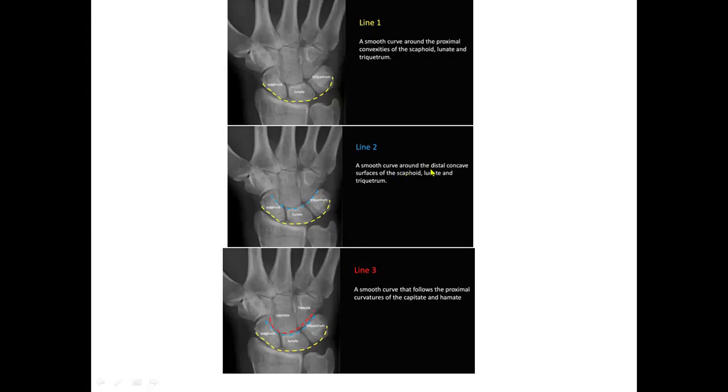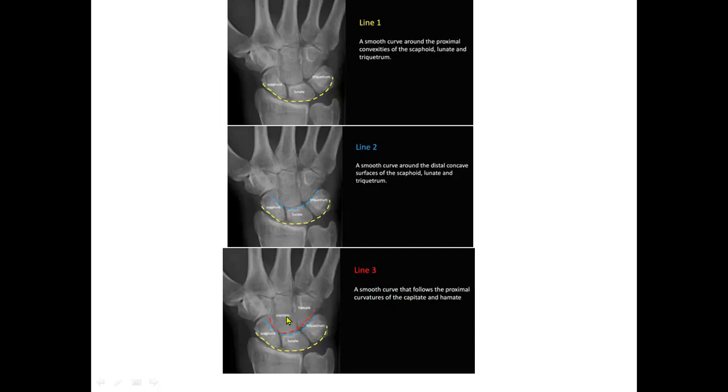So a smooth curve around the distal concave surface of the scaphoid, lunate, and the triquetrum makes the second line of the Gilula, or the second arc of the Gilula arcs. The third Gilula arc, or the third line of the Gilula, is a smooth curve that follows the proximal curvature of the capitate and hamate. These two should be remembered.